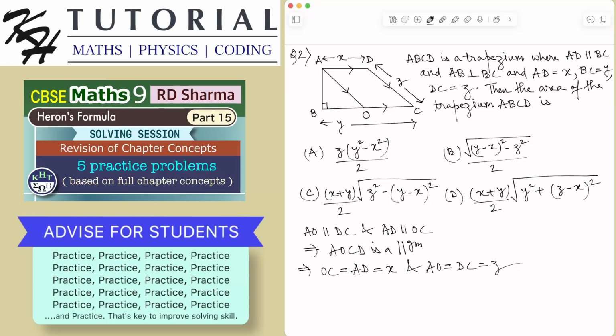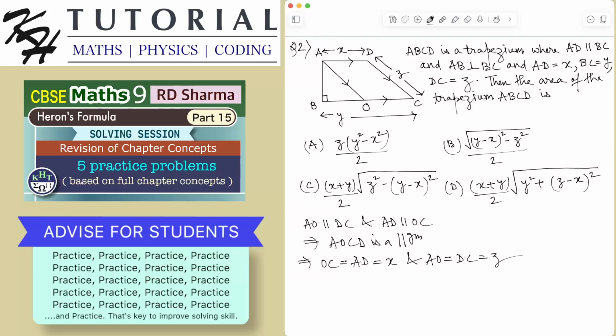From this information, how do we find AB? AB is one side of the right angle triangle ABO. So we must see if we can use Pythagoras theorem in the right angle triangle ABO to find AB. We need AO and BO. We know AO is Z. Now what is BO? BO is equal to BC minus OC. BC is equal to Y and OC is equal to X.